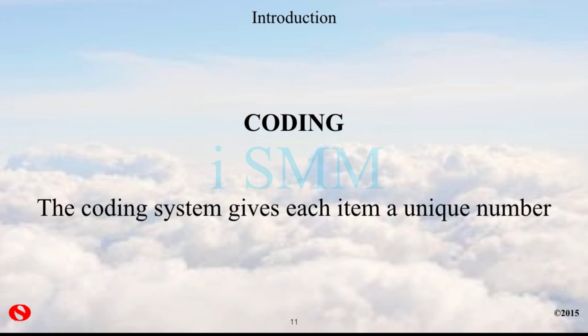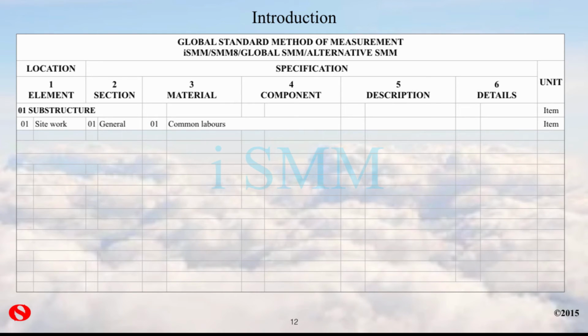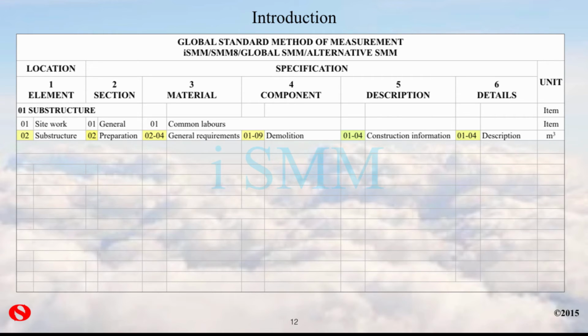The next item that's an innovation is a unique coding system. Each and every item has a unique number which provides the basis for a database, but also provides an accurate way of identifying where you are in any particular measurement. This is how it works for the example that we're using here, which is the substructure. There's the location code, the section code, the material code, the component code, the description code, and the detail code.